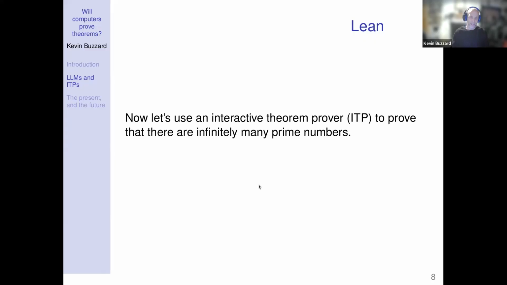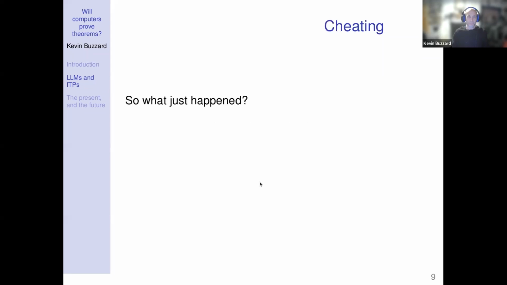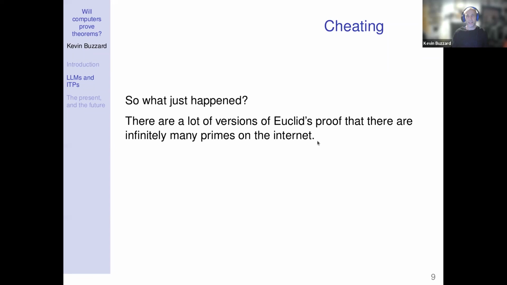So there's two ways of using a computer to prove that there are infinitely many prime numbers. That was Lean, my favorite interactive theorem prover. So what just happened? Of course, did the computer figure out what was going on all by itself? Well, no, in neither case did that happen. With the ChatGPT version, what's going on is lots and lots of proofs that there's infinitely many prime numbers on the internet, and most of those proofs are Euclid's proof, written down by lots and lots of humans.